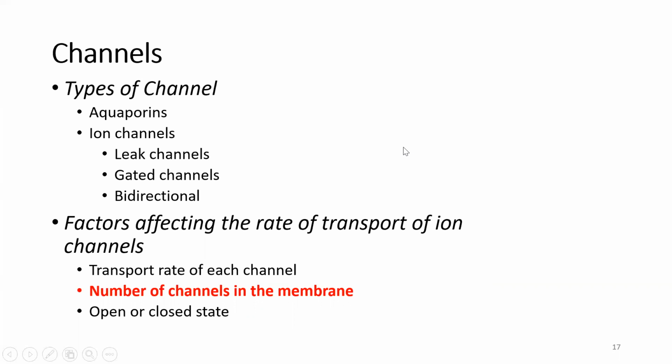Some of the factors that affect movement through ion channels are similar to facilitated diffusion. We have a specific rate for each channel. So a channel can only move a certain number of particles through, and then it can no longer move any faster. The second limiting factor here is the number of channels in the membrane, similar to facilitated diffusion. If we put as many ion channels in the membrane as we can, we can no longer increase the rate because we've maxed out the number of carriers. And if we max out the rate of each carrier, we obviously cannot go faster than that.